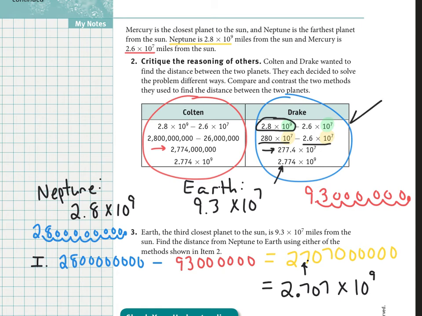Using Drake's method over here, it's not crazy complicated, but I think there might be too many small areas for mistakes. Colton's method, I would say, would be the way to go. But again, you're free to do it either way that you want. They just wanted us to choose either method we wanted. And I liked Colton's method a little better myself.